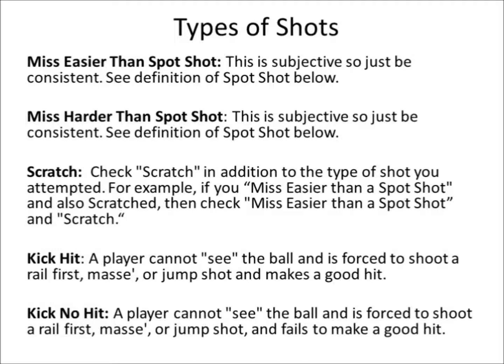For example, if you miss easier than a spot shot and also scratched, then check miss easier than a spot shot, and scratch. For a kick hit, a player cannot see the ball and is forced to shoot a rail first, masse, or jump shot and makes a good hit. A kick no hit is when a player cannot see the ball and is forced to shoot a rail first, masse, or jump shot and fails to make a good hit.